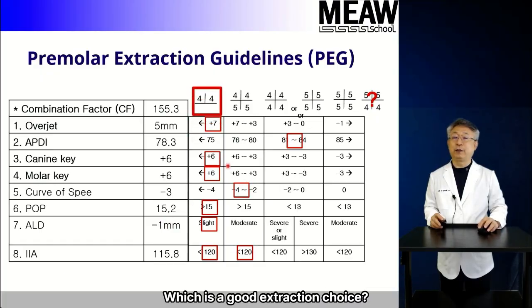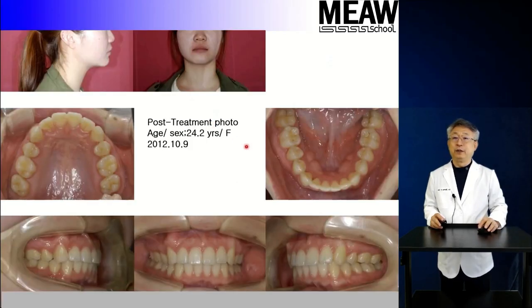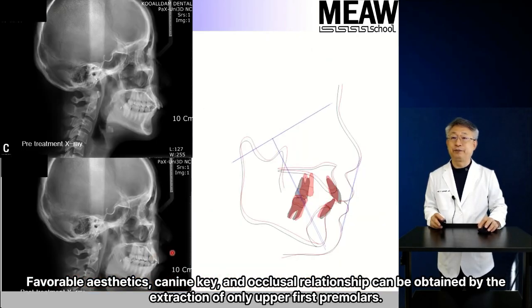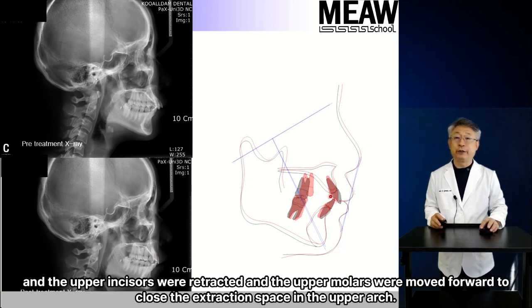Which is a good extraction choice? Only upper premolar extraction would be a good choice. Favorable aesthetics, canine key, and occlusal relationship can be obtained by the extraction of only upper first premolars. The lower molars are uprighted because teeth were not extracted, and the upper incisors were retracted and the upper molars were moved forward to close the extraction space in the upper arch.